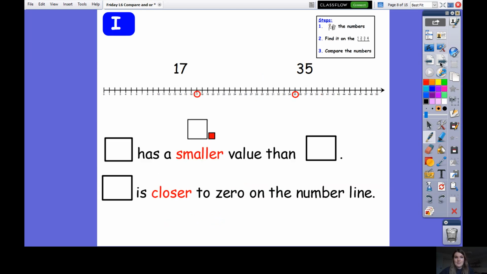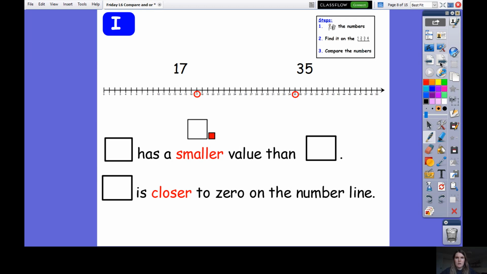Okay. This time, we're changing things up. We're still going to read our number and we're still going to find it on the number line, but this time we're comparing something else. So, watch me. I want to know which has a smaller value. So when I'm looking for smaller value, I want to know which one is closest to 0 on the number line, the smallest value. I want to know which one is closest to 0.